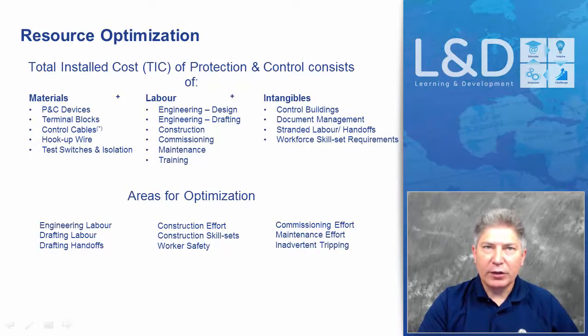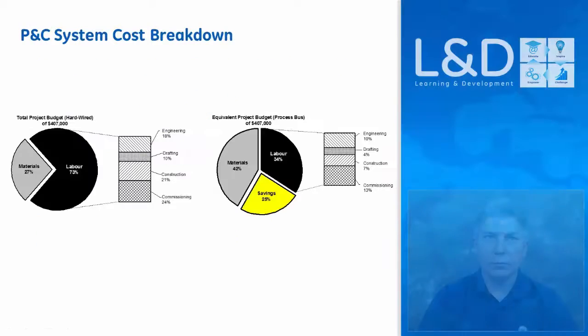So areas where we can actually optimize is in the engineering labor, drafting, handoffs, construction effort, construction skill sets, worker safety, commissioning effort, maintenance effort, and inadvertent tripping. So the optimized labor pipeline leads to cost savings.